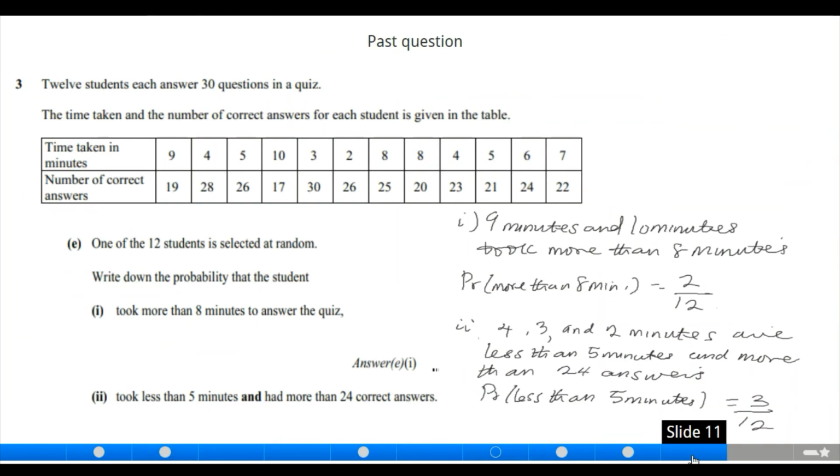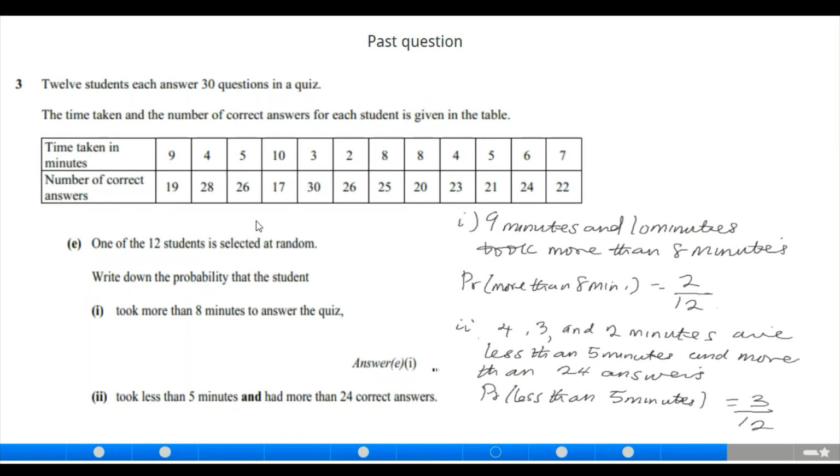Now let's look at the past questions that we have here. We are going to be studying it together. Okay, so let's have it now. 12 students each answer 30 questions in a quiz, and we have their table here, showing the number of questions they answered correctly and the time they used. The total number of students is 12, and 30 questions were answered. One of the students is selected at random. Write down the probability that the student took more than 8 minutes to answer the questions.